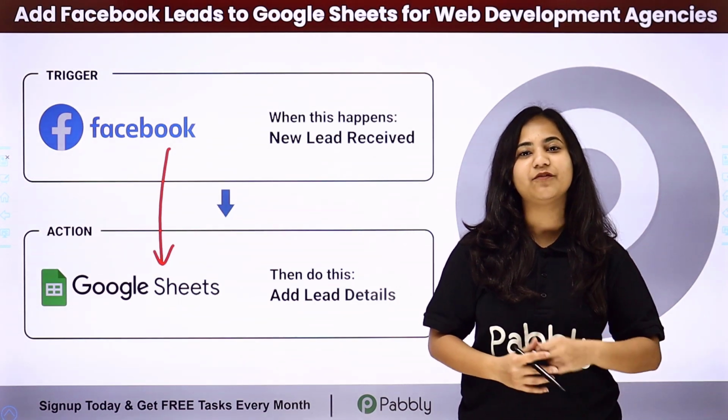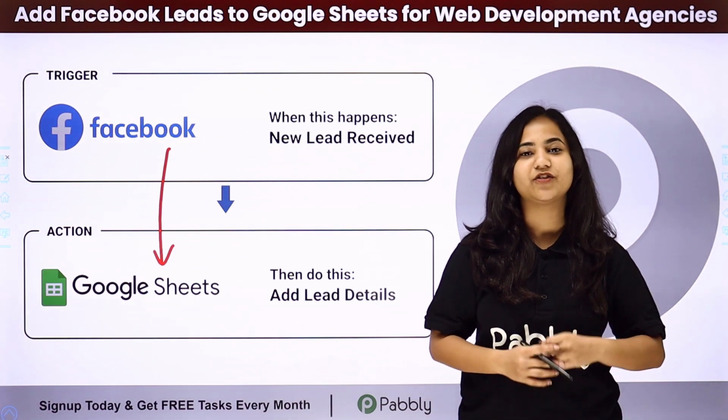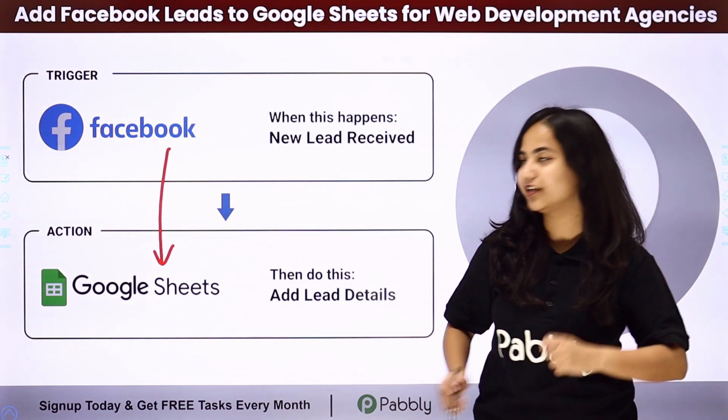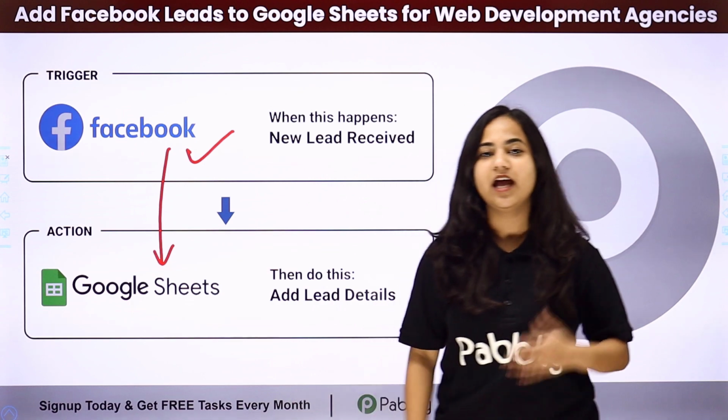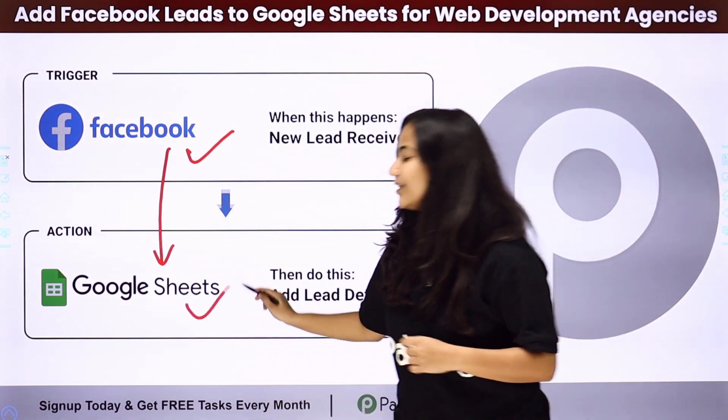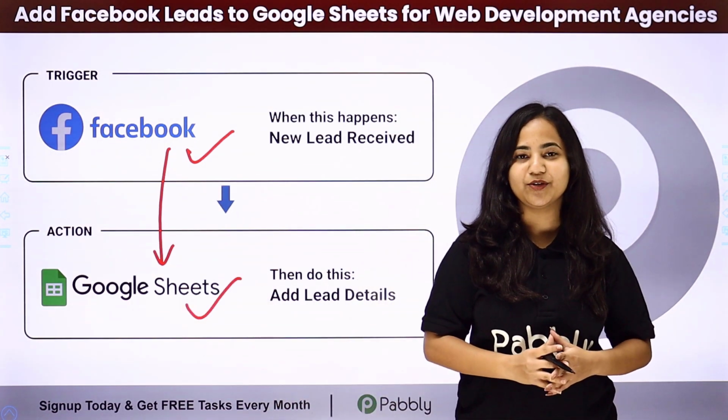Pabbly Connect works on two principles. First is trigger and second is action. Here my trigger application is Facebook lead ads and my action application is Google Sheets. To learn how to do this, let me take you to my screen.